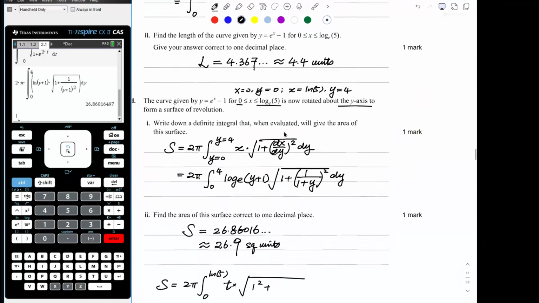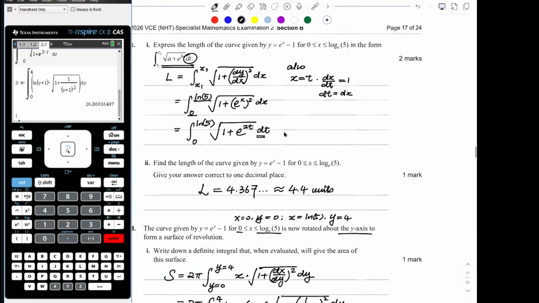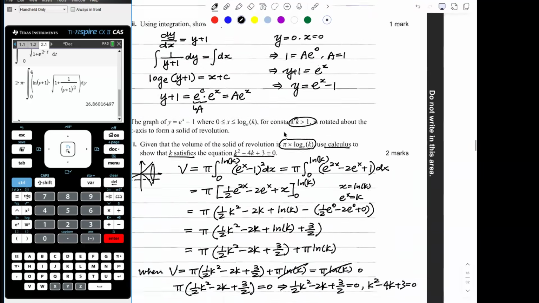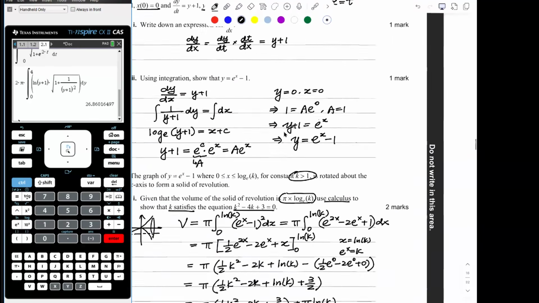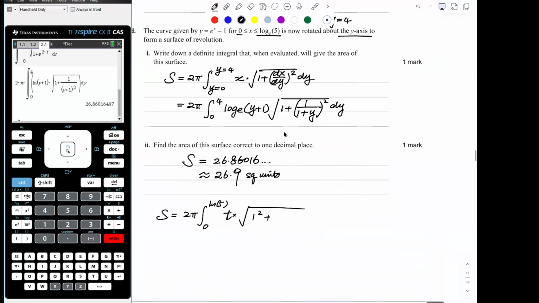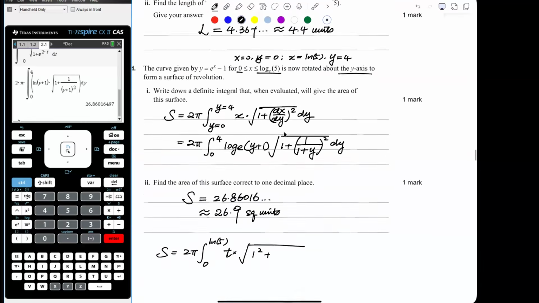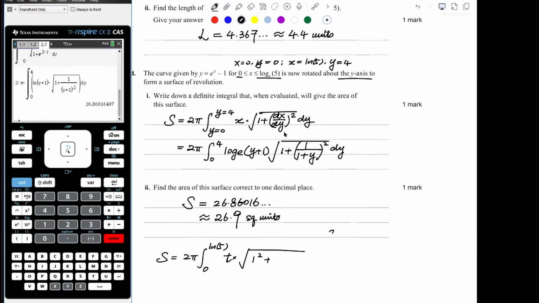You could get dy/dt is y plus 1, which means this is going to be e to the power t. Y equals e to the power t minus 1. So dy/dt is going to be e to the power t. So you actually get e to the power t squared dt.